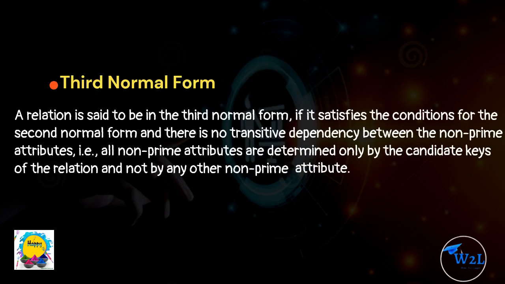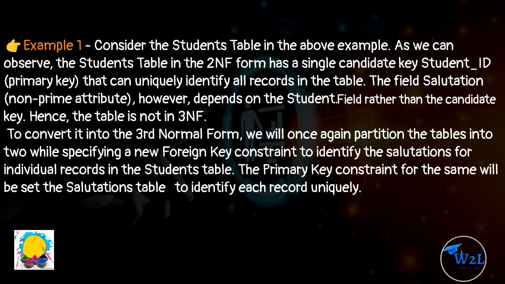Third normal form. A relation is said to be in the third normal form if it satisfies the conditions for the second normal form and there is no transitive dependency between the non-prime attributes, i.e., all non-prime attributes are determined only by the candidate keys of the relation and not by any other non-prime attribute. Example 1. Consider the students table in the above example. As we can observe, the students table in the 2NF form has a single candidate key student_ID, the primary key, that can uniquely identify all records in the table. The field salutation, a non-prime attribute, however, depends on the student field rather than the candidate key. Hence, the table is not in 3NF.